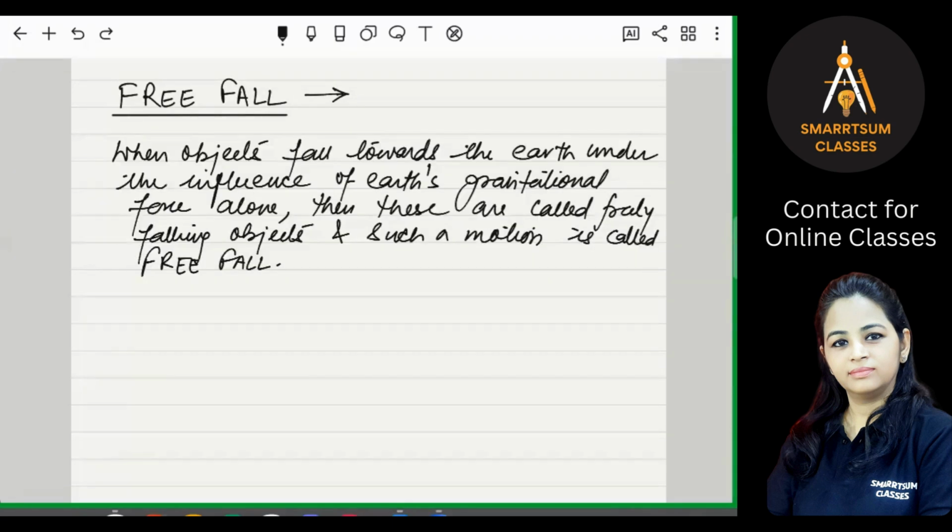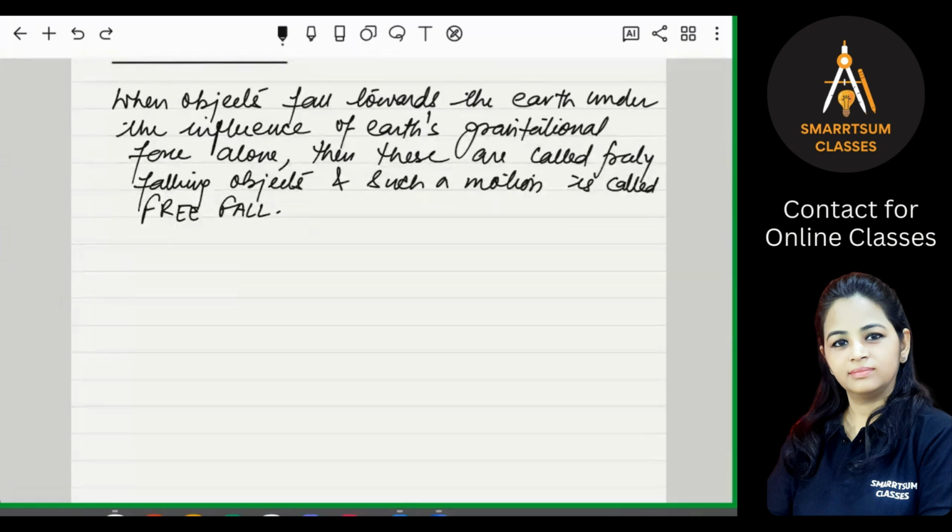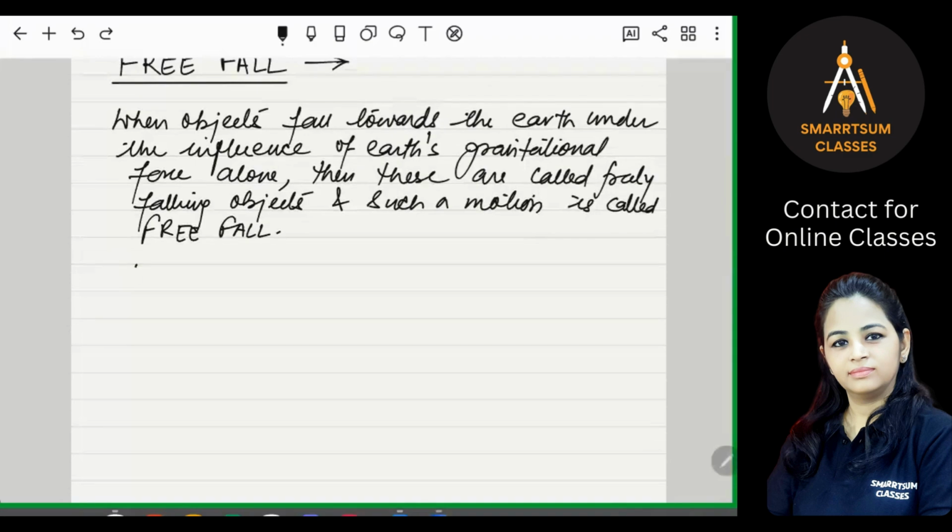So when we drop a stone from a height, you can see that it is attracted towards the earth, and it touches the ground after some time. This is because of the influence of earth's gravity, and this motion is called free fall. Now, what is acceleration due to gravity? Put a subheading into this: Acceleration due to gravity.